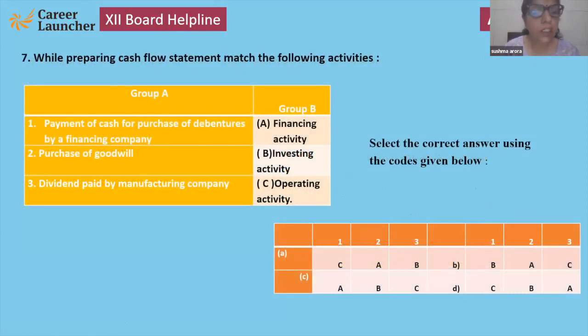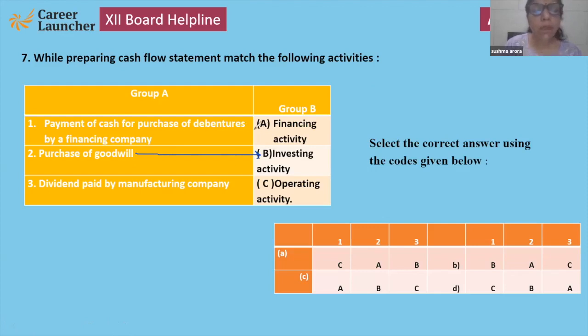Please read the question carefully. Select the correct code. Okay, correct answer. For attempting these types of questions, in the first session I explained the elimination theory or matching theory. So here, first of all, you have to match those in which you are completely assured, like purchase of goodwill, that is investing activity. Clear?